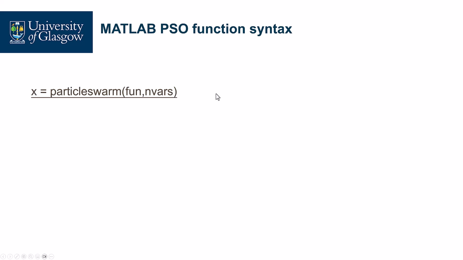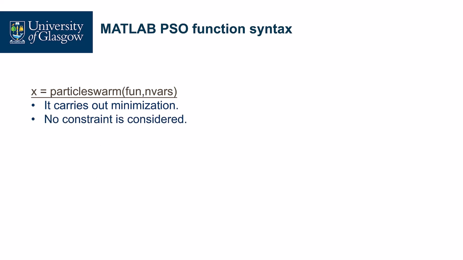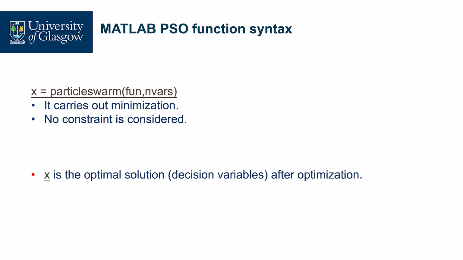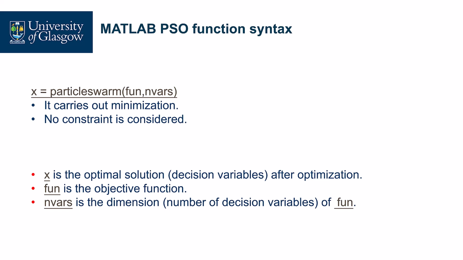The function's simplest form, like GA, is x equals particleswarm(fun, nvars). So we can see again, this function carries out minimization and no constraint is considered. So x is an optimal solution after the optimization. FUN is an objective function, and NVARS is the number of design variables of this function. Simplest form like GA, right?